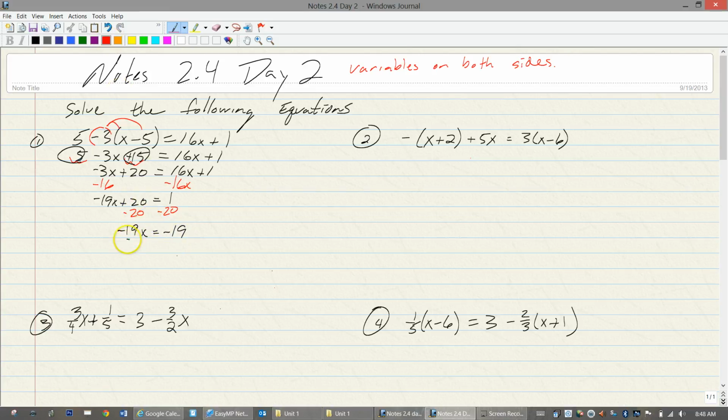I'm surprised this came out to be a real nice number because I just made up the problem without checking it. I was like, this looks good. Is that 1? You good? Okay, let's do the next one.